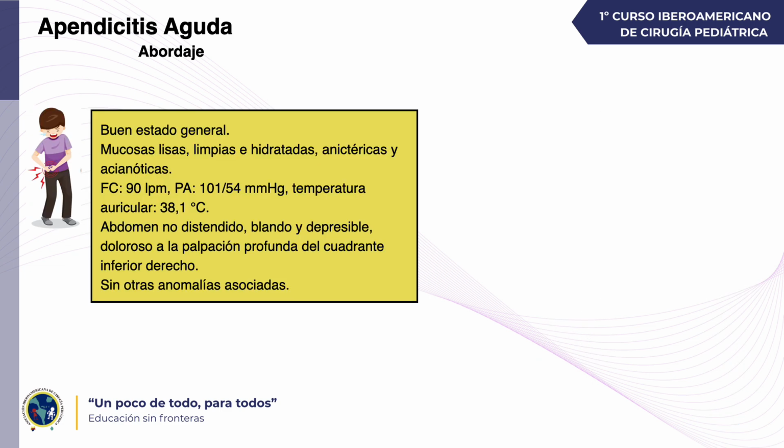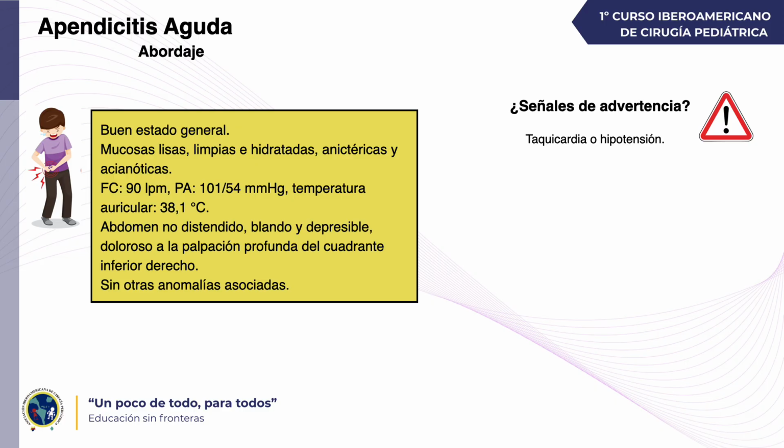Our 10-year-old boy was stable. He had good condition. He walked by himself and didn't have pain while walking. But when we pressed it, he had pain in the right lower quadrant. So at this point, the question is, what warning signs should we be watching for?